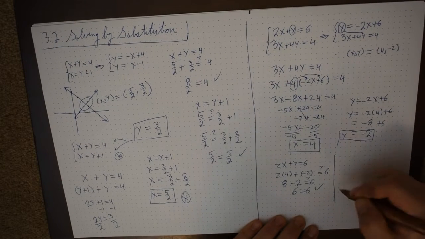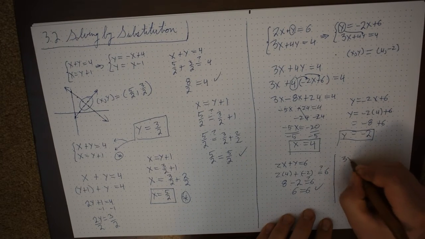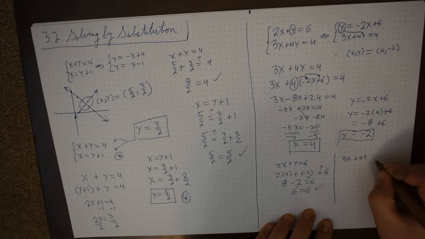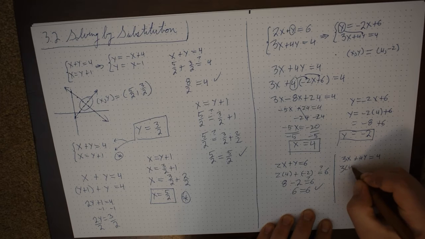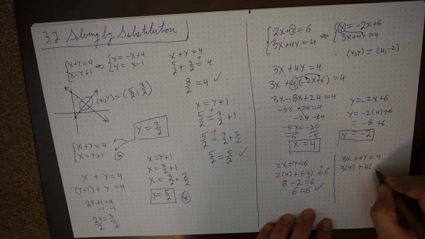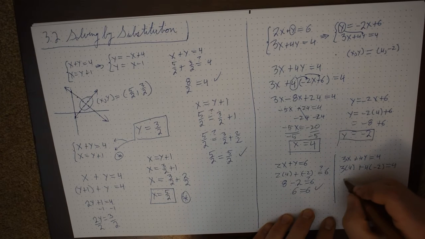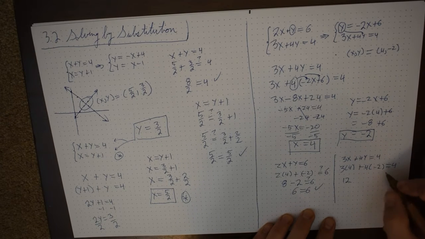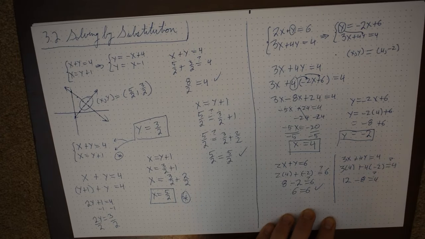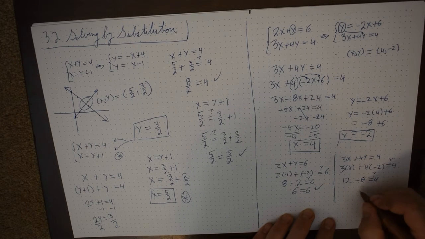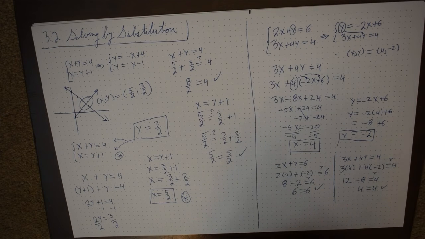Our bottom equation, we want to know if 3x plus 4y is equal to 4, or we want to know if 3 times 4 plus 4 times negative 2 is equal to 4. Well, 3 times 4 is 12. 4 times negative 2 is a negative 8 equals 4. We're making sure this is true. And we go, yeah, 12 minus 8 is equal to 4. 4 is totally equal to 4.